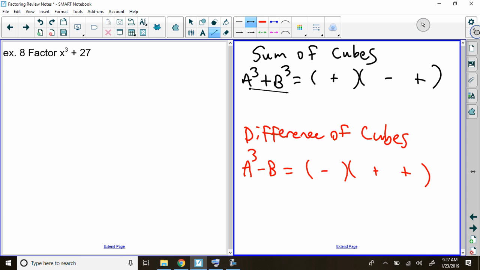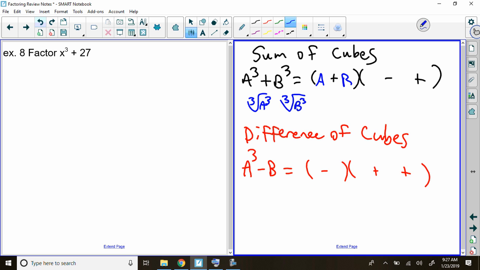We're going to take the cube root of a cubed, which is where this a comes from. We're going to take the cube root of b cubed, which is where this b comes from. Okay? That's going to happen on both of them, whether it's a sum of cubes, whether it's a difference of cubes.